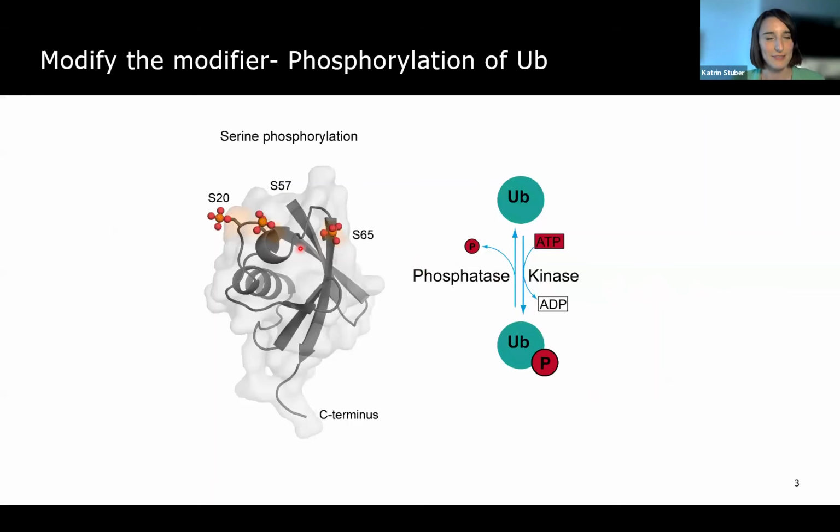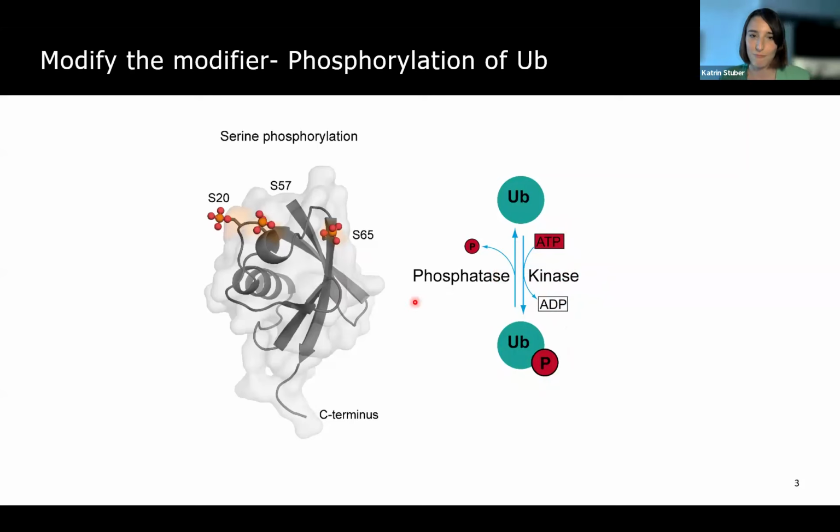And ubiquitin, you can see the structure here, has 3 serine residues, serine 20, 57, and serine 65, and all of them are known to be phosphorylated, so they have been found in proteomic studies to be phosphorylated. And how is a phosphorylation, of course, installed usually in a cell? You need the kinase that, under the consumption of ATP, transfers the phosphate group onto a serine, threonine, or tyrosine residue. And of course, this post-translational modification can also be reversed by the action of phosphatases.